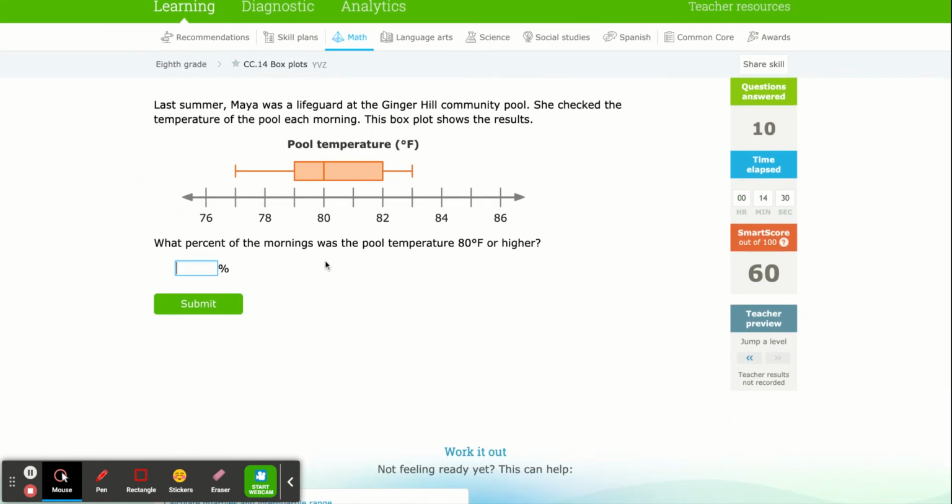Again, what percentage of the morning was the pool temperature 80 degrees Fahrenheit or higher? 80 degrees or higher. Now remember, each of these are a quarter. So 25% here, 25% there. I need to write that in there. There's 25% here. There's 25% here. There's 25% here. And there's 25% here. So when it asks what percent of the morning was the pool temperature 80 or higher, well, that's the top half. That's 50%, because it cuts them into 4 equal amounts.